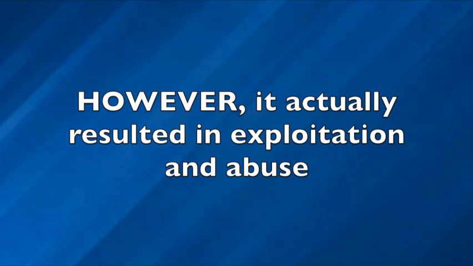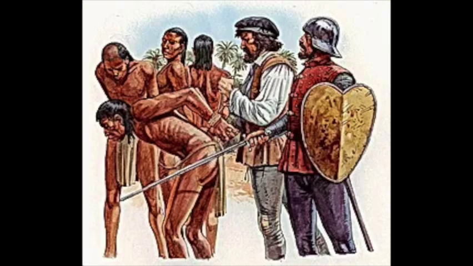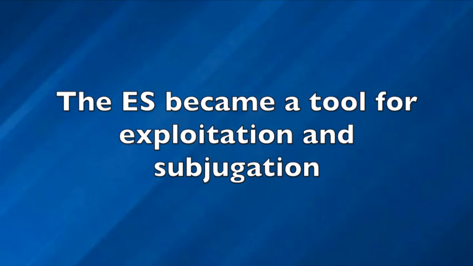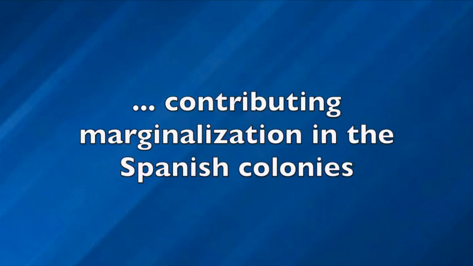However, the encomienda system often resulted in the exploitation and abuse of Native American peoples, as encomenderos forced them to work under harsh conditions, often without proper compensation or regard for their well-being. While the encomienda system was initially intended to facilitate the process of colonization and Christianization, it ultimately became a tool for exploitation and subjugation of Native American populations, contributing to the social, economic, and cultural marginalization of Native American communities in the Spanish colonies.